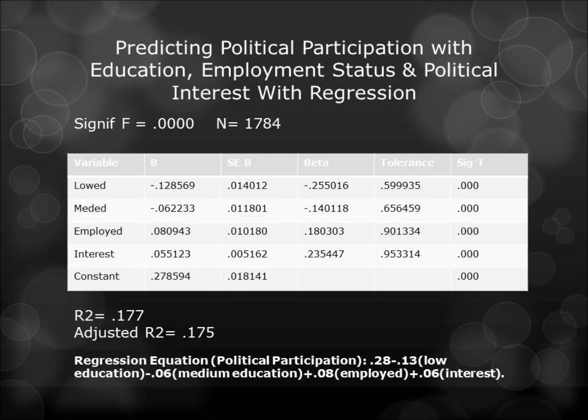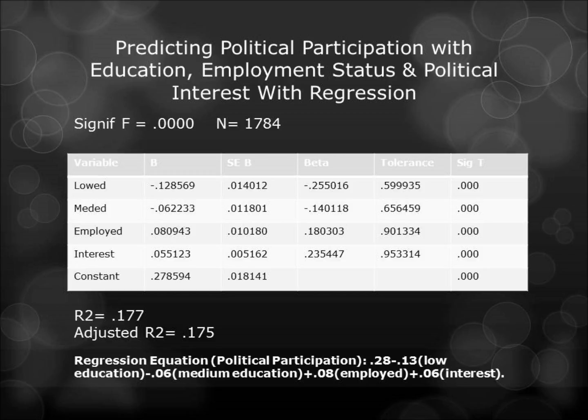It is also evident by observing the beta values that low education has the greatest influence on political participation, followed closely by political interest and employment status. The B value for low education, 0.13, tells us that those with a low education participate 0.13 categories less in politics in comparison to those with a high education.